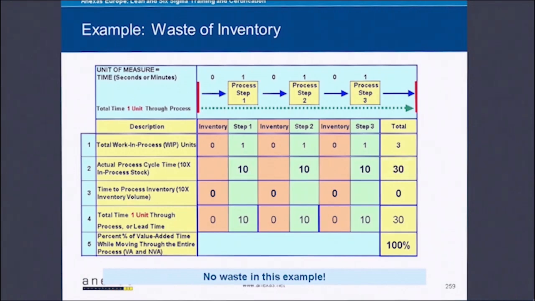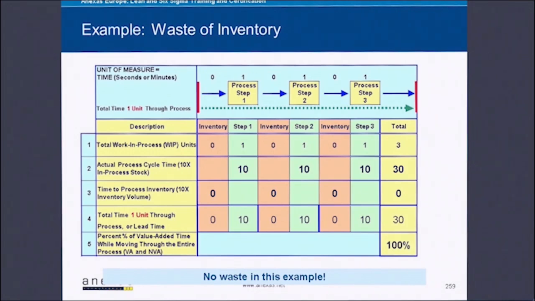Time to process inventory is 0 because there is no work-in-process inventory. And the total time for one unit through the process, or lead time, is 10 plus 10 plus 10, which is 30. You can see that 100% of the steps are value added.